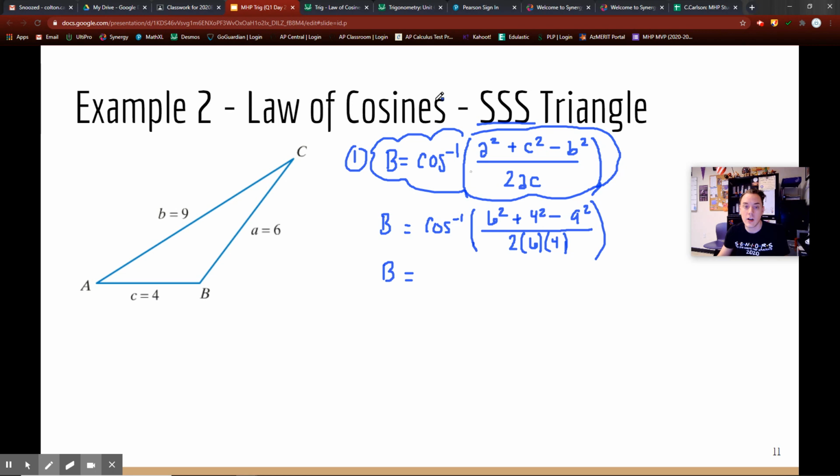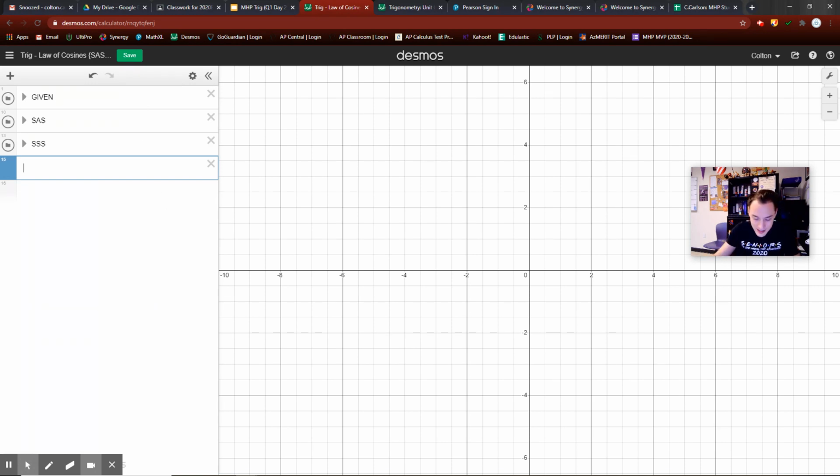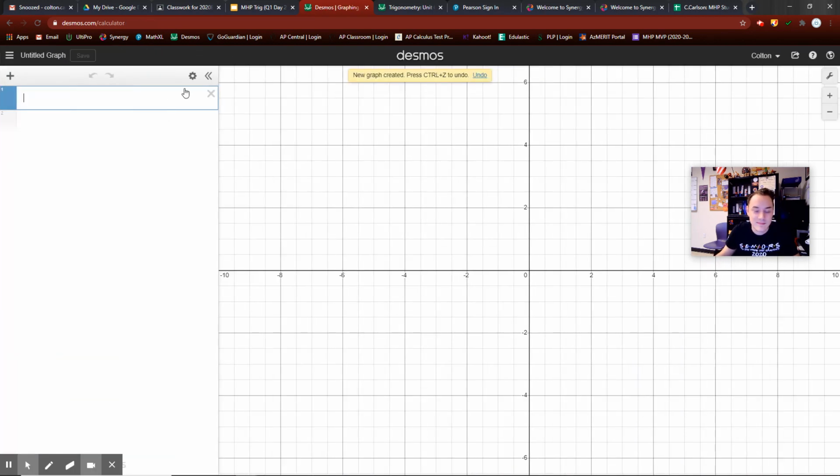How do I solve this? Well, let's go over here and just plug it in. Again, I haven't completed this, so I'm not going to show you like that. But this is just B. Let me just get a blank tab. Yeah, that'll be better. So B equals the inverse cosine. This is going to be parentheses. So I have 6 squared.